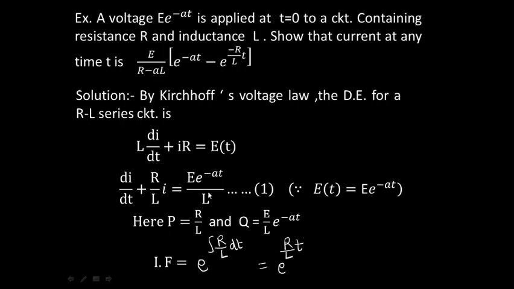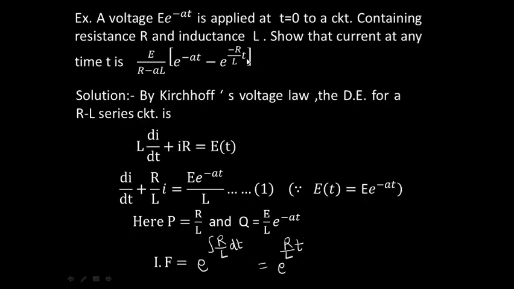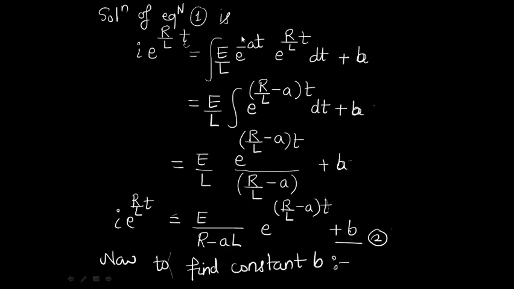Solving it, we need an integrating factor, that is e raised to power R by L times t. Now let's have the solution. So the solution is I times the integrating factor equal to the integration of the right hand side. You can see the right hand side term, that is Q, is E by L into e raised to power minus at. Substituting this, Q into integrating factor, integration with respect to t plus the constant of integration. I'll take the constant outside, and here you can find that we have two exponential terms.